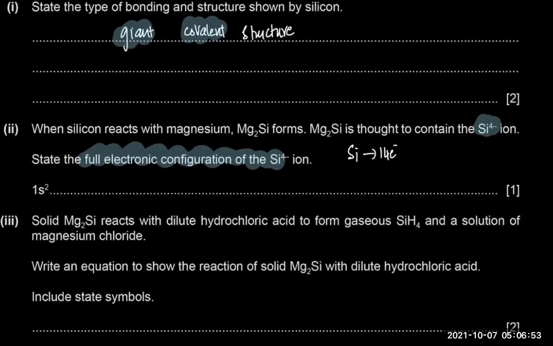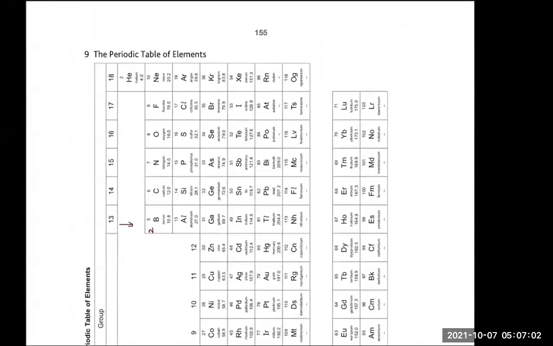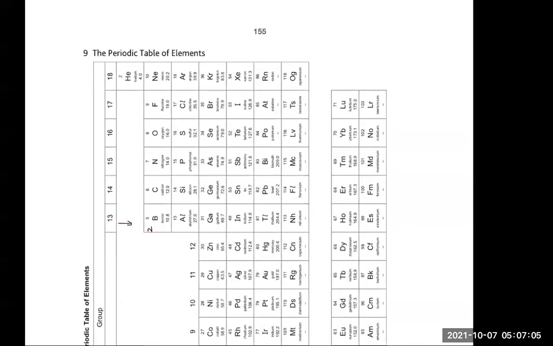So, silicon kis group mein? Silicon ke 14 electron hote, group 14 mein hota. Okay, carbon ke niche aata ye raha. This is where silicon is. Right here. Where is carbon? Group 14.